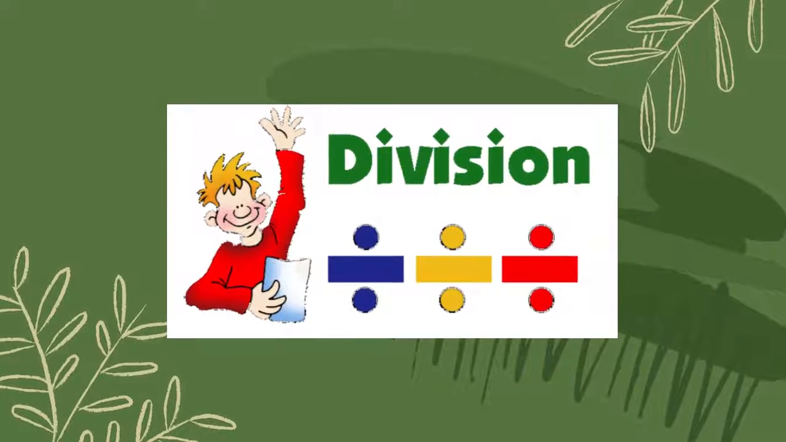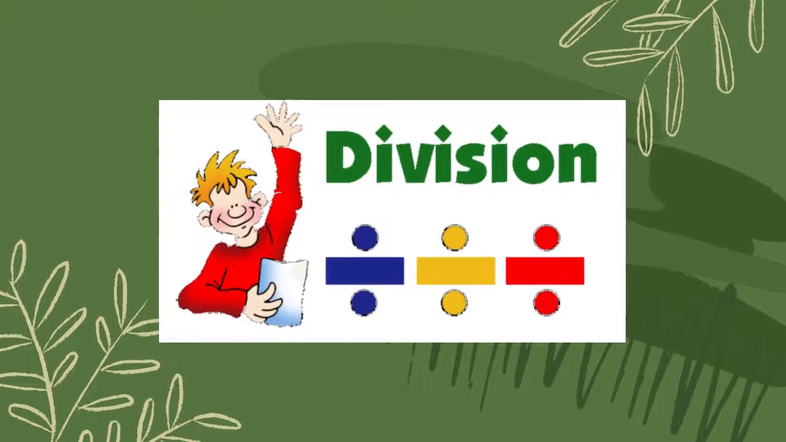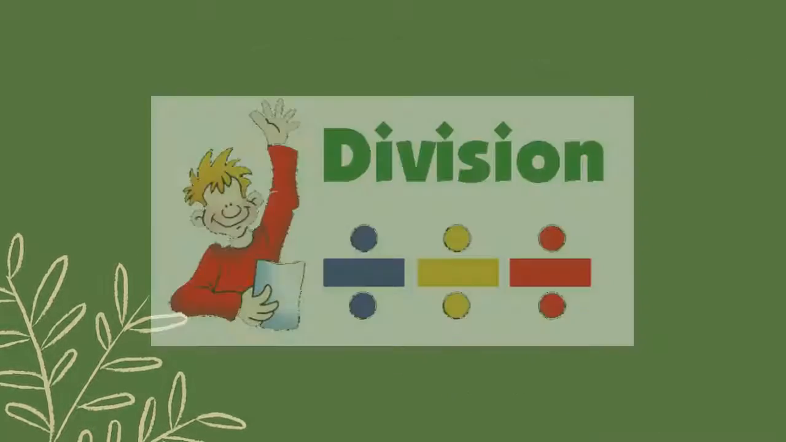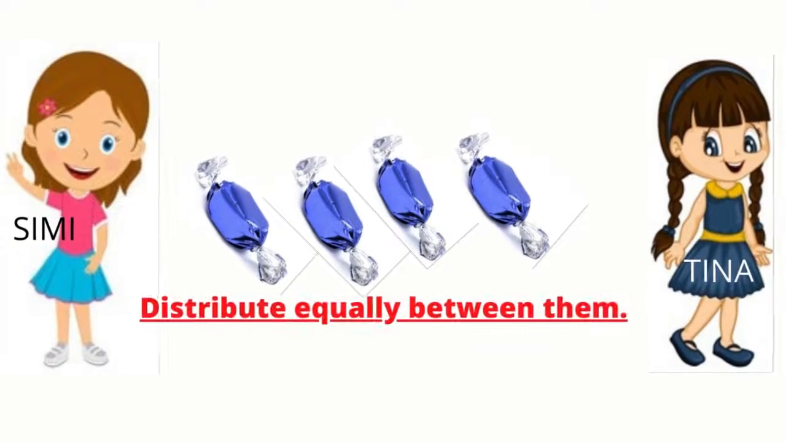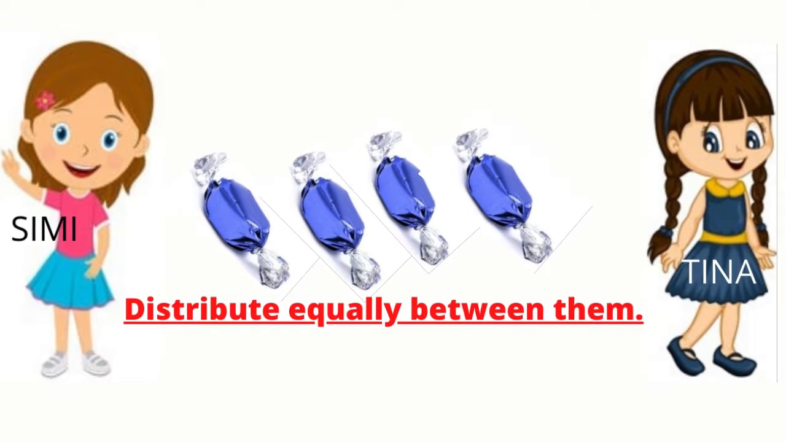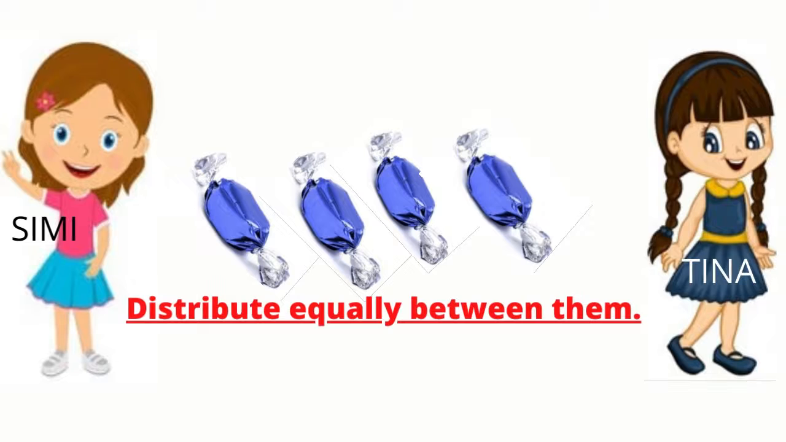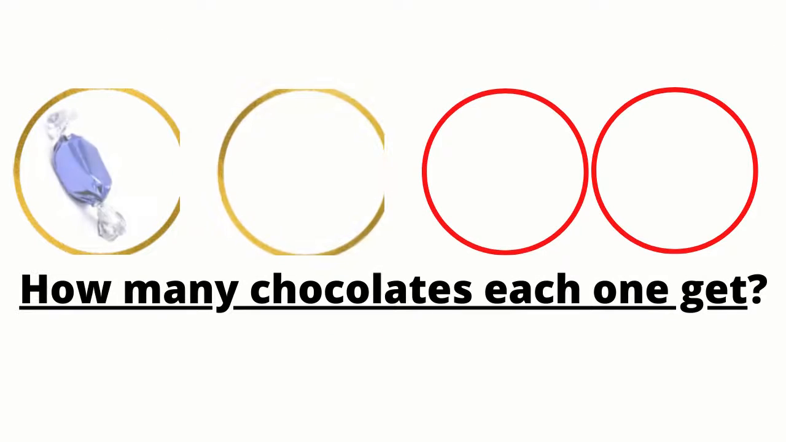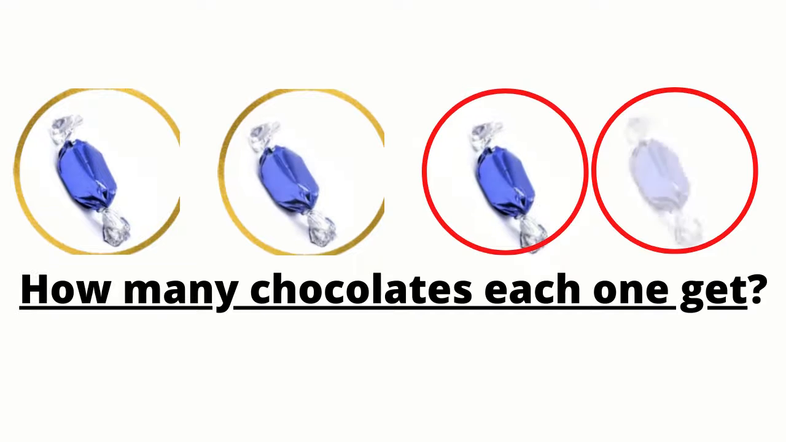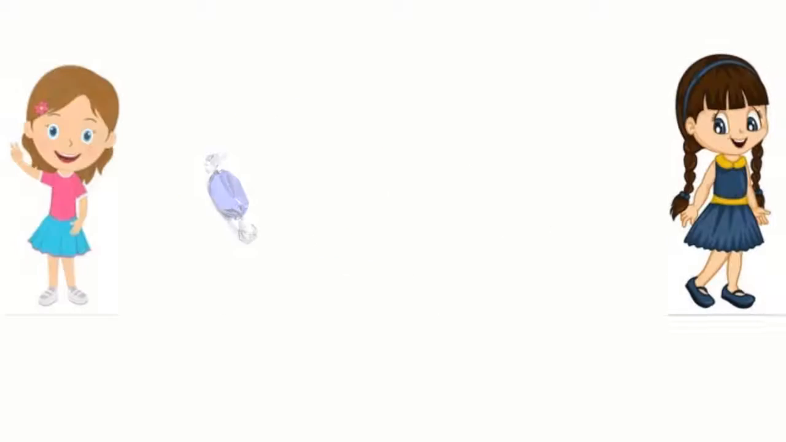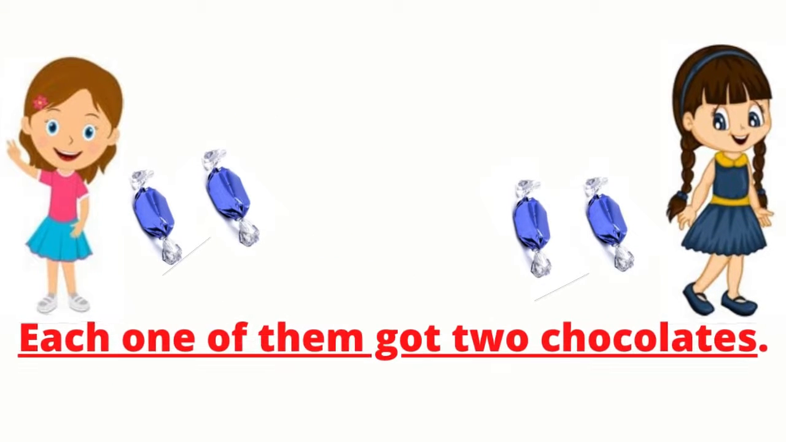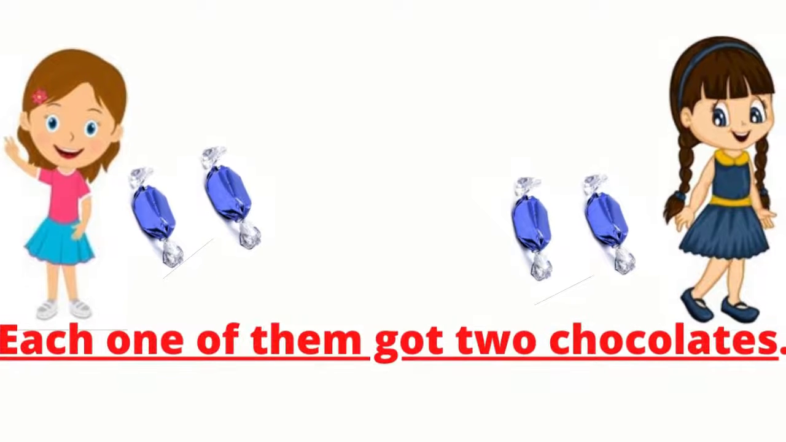Let us understand the concept of division. To begin, I will distribute 4 chocolates equally between Simi and Tina. 1, 2, 1, 2. How many chocolates does each one get? Each one of them got 2 chocolates.